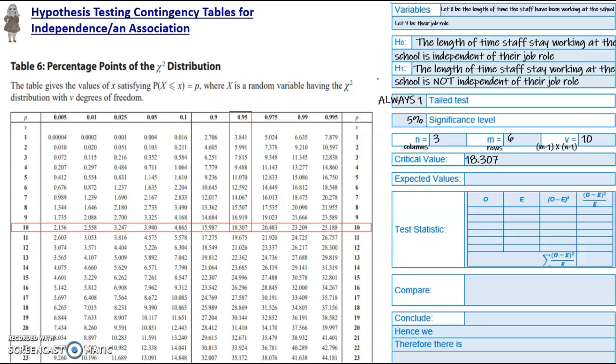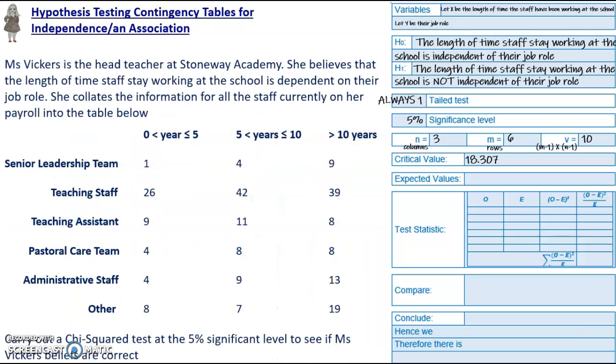I then need to work out my expected values in my contingency table. As always, I need to start with my row and column totals. So I'm just going to add up all the values in each row and then the same for each column. So for senior leadership team, I'm going to do 1, add 4, add 9 to give me 14. For teaching staff, it's 107. Teaching assistants is 28. Pastoral team is 20. Admin staff 26. And other is 34.